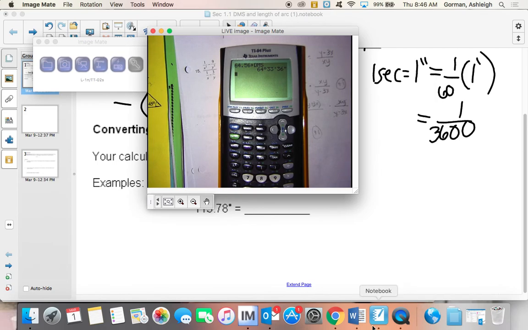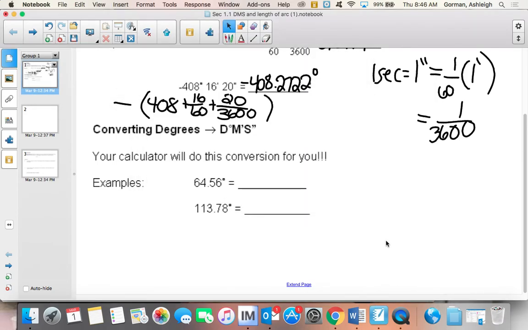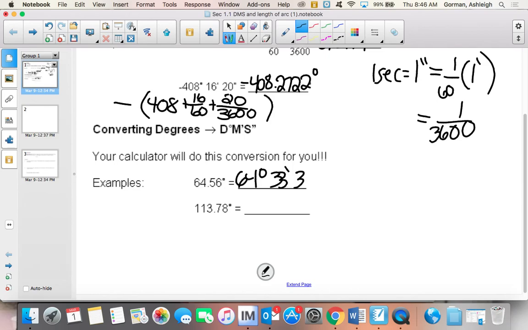Did everyone find their angle button on their calculator? So we have 64 degrees, 33 minutes, 36 seconds. Go ahead and use your calculator for the next example. If I have 113.78 degrees, what would be the conversion with degrees, minutes, seconds? Type in the value into your calculator, hit the angle button, and it's number 4.